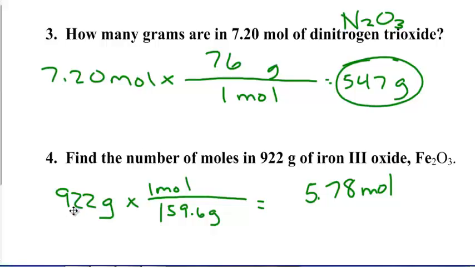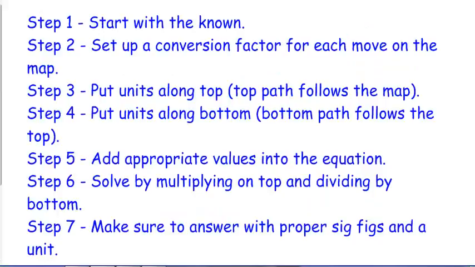Start with the known, 922 grams. Top path follows the map. I want to go to moles. 922 grams times 1 mole over 159.6 grams. The unit gram came to the bottom. This time I'm going to divide because the 159.6 is on bottom. So 922 divided by 159.6 with 3 significant figures is 5.78 moles. Make sure to answer with proper sig figs and a proper unit each time you do a problem like this.